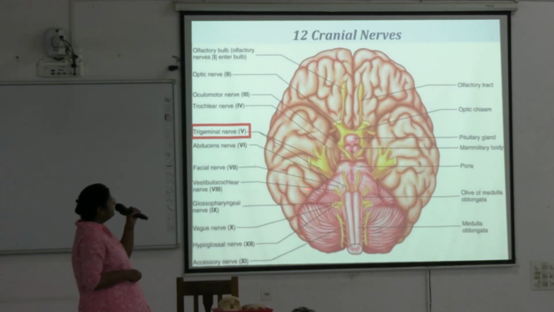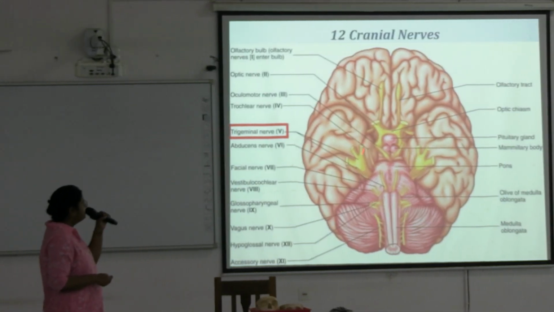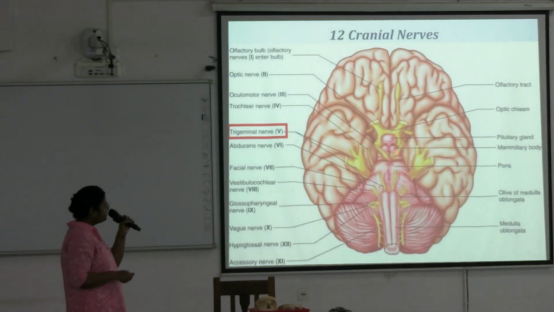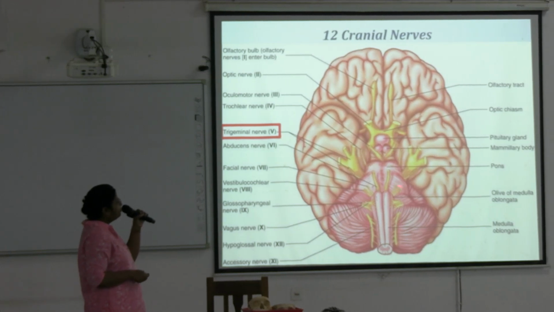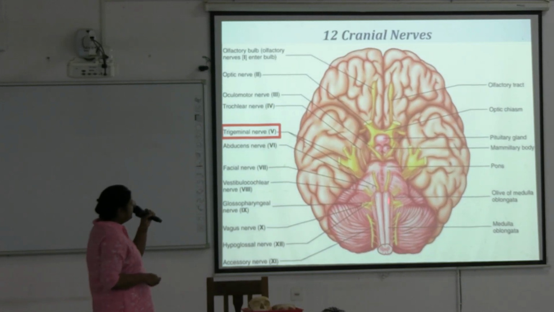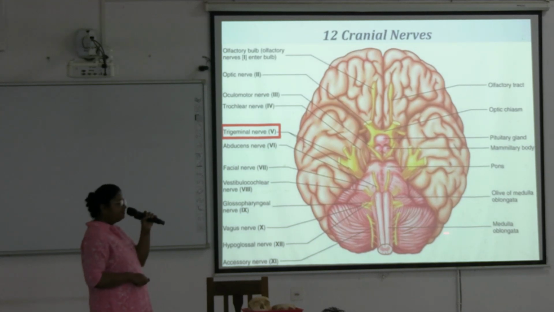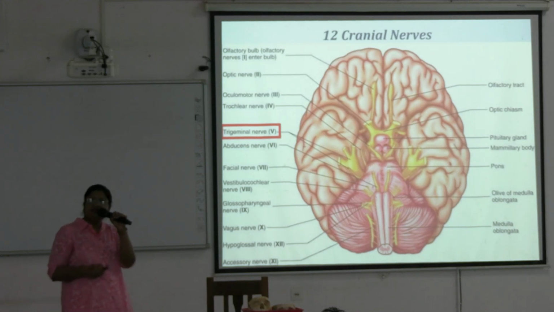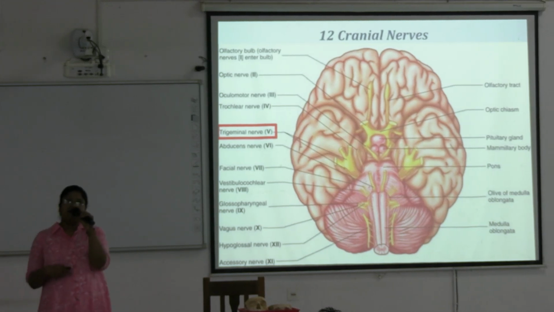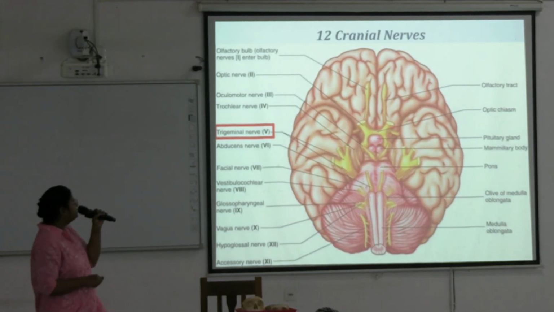Here is the fifth cranial nerve. This is the trigeminal nerve. It has two roots, sensory and motor roots. After that, from the pontomedullary junction, sixth abducens, seventh facial, eighth vestibulocochlear. Here are the 9th, 10th, 11th, lateral to the olive, and the 12th in between the pyramid and olive. So these are the attachments of the 12 cranial nerves over the base of the brain.